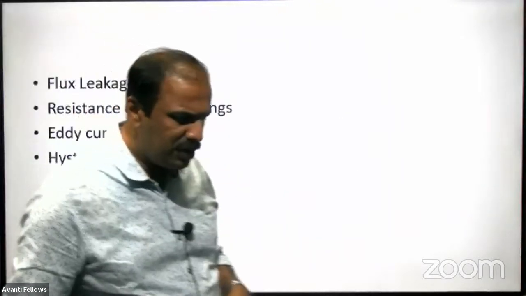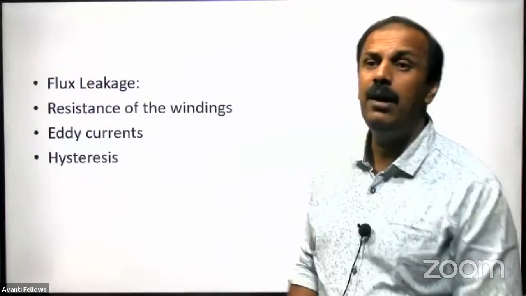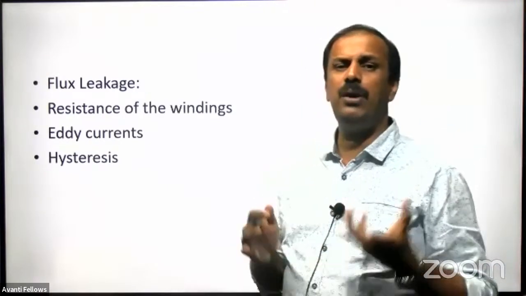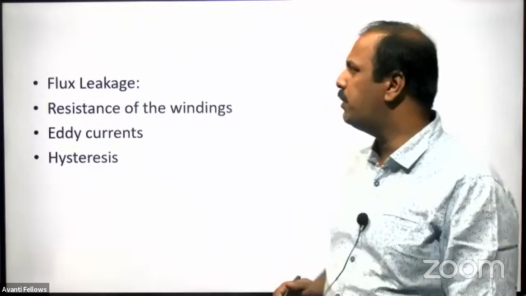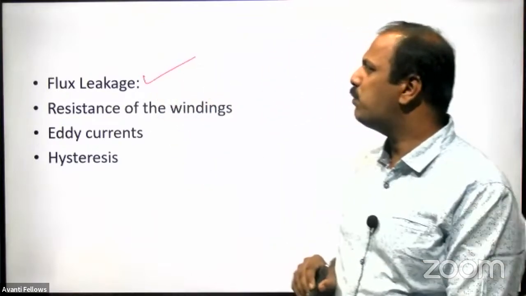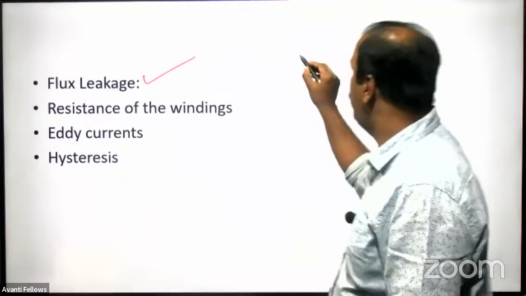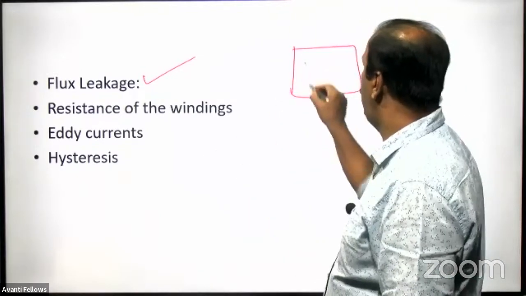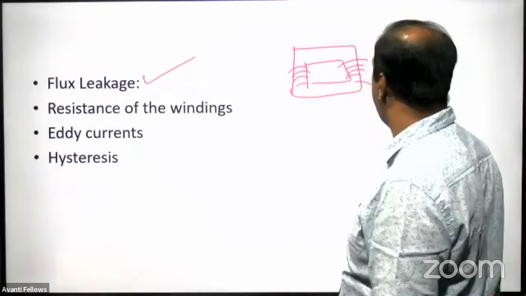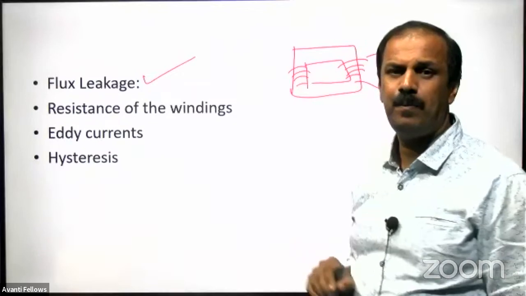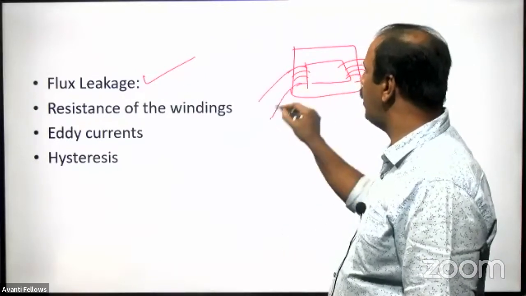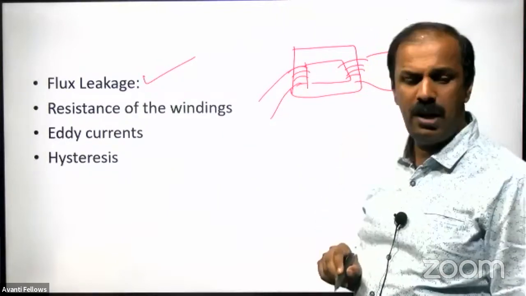Generally, what are the losses? We discussed the efficiency, that 100% efficiency may not be there. So what are the reasons for not getting 100% efficiency? One reason is flux leakage. What does flux leakage mean? We have a primary and a secondary. Here some flux is there, and when it goes to the secondary, some flux will be missing. So flux leakage means the entire flux in the primary is not linked with the secondary. That is called flux leakage.